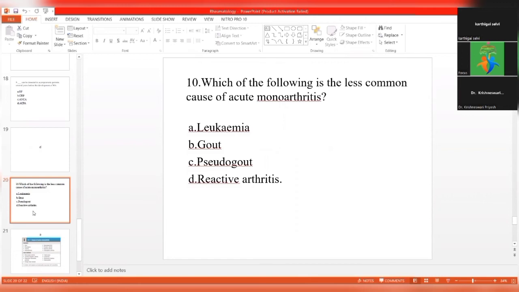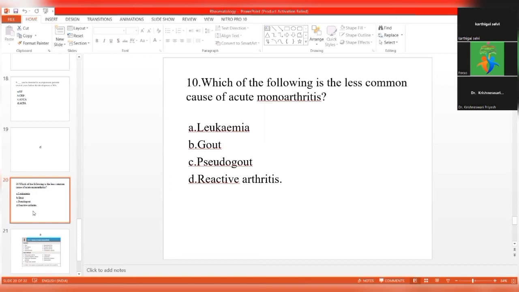Now we have reached a point where investigation got over, and we are going to the next section of Davidson, that is symptomatology, presenting complaints of musculoskeletal diseases. Okay. So the first presenting symptom is monoarthritis, acute monoarthritis. So the question is, which of the following is the less common cause of acute monoarthritis?